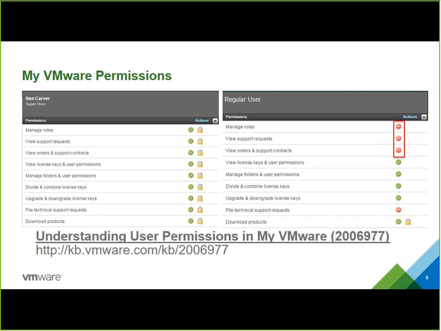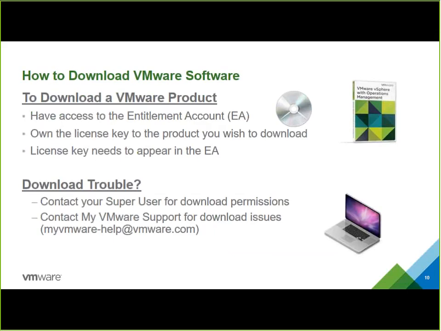Moving over to the right side of the screen, a red circle means that the user does not have permission granted to them. A green circle means that the user has their permissions granted. A lock means that you are unable to modify or change this permission for this user. To download a VMware product, you will need to have access to the TAP NFR entitlement account, own the license key to the product that you wish to download, and this license key needs to appear in the entitlement account that you are provided access to.